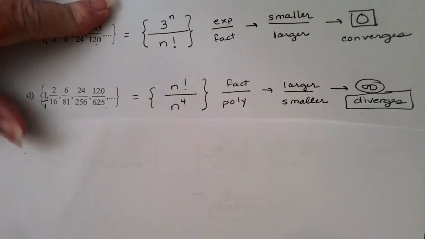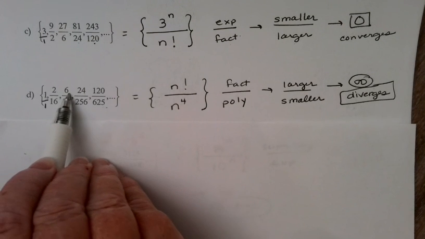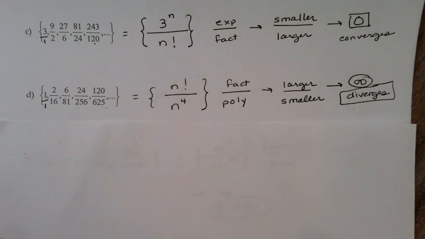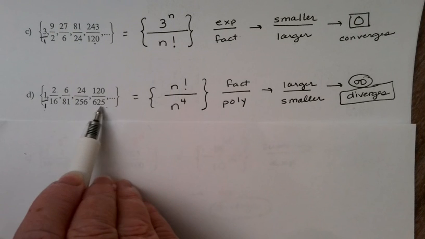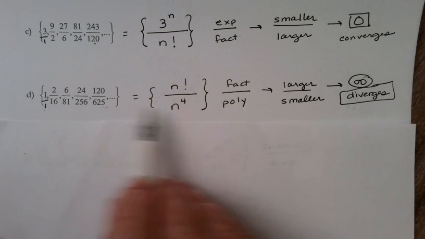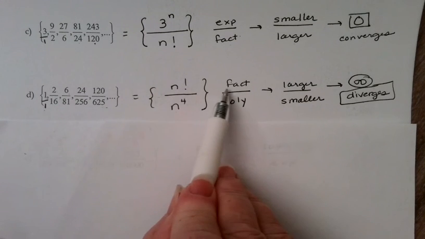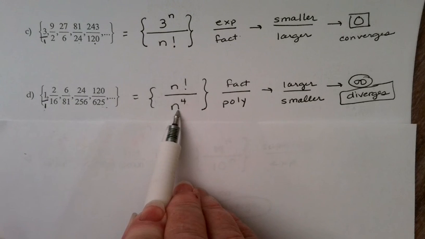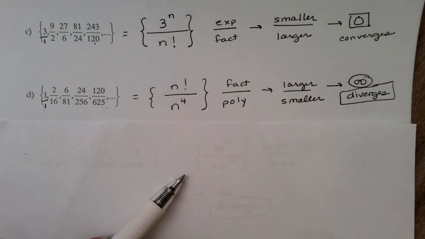Couple more. Again with D, we were given just a list of numbers. Here I'm looking at this numerator and seeing factorials. So n factorial on the top. On the bottom, these are all fourth powers. 1 to the fourth, 2 to the fourth, 3 to the fourth, etc. So n to the fourth power on the bottom. Numerator is a factorial. Denominator is a polynomial. Definitely have the larger growth rate on the top this time, meaning this one's going to diverge. The limit's going to be infinite.